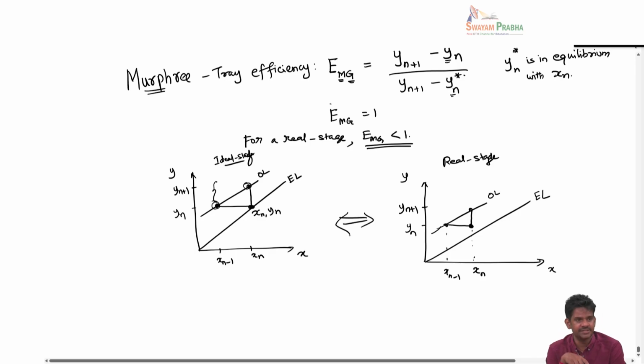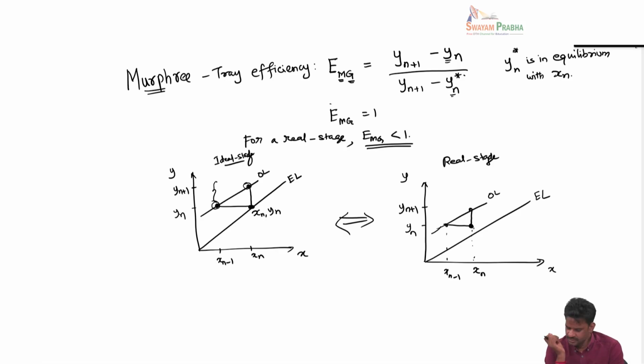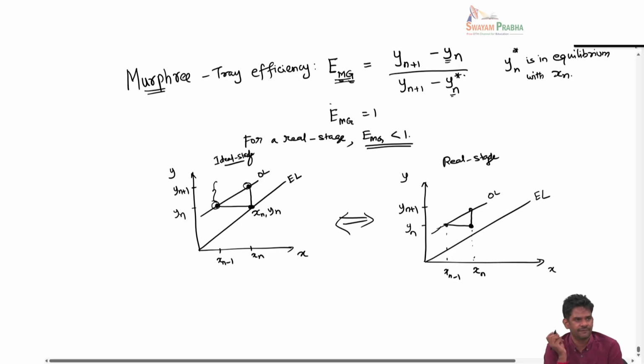Here in the ideal stage, the leaving compositions xn and yn lie on the equilibrium line, whereas in a real stage they are slightly above that equilibrium line. So in terms of the Murphy efficiency, what we are saying is the ratio of the length between yn plus 1 to the point where it can actually be at equilibrium. Oh, sorry, it should be here.